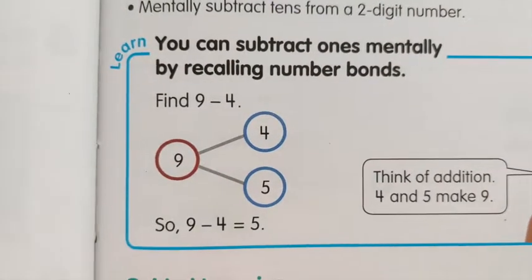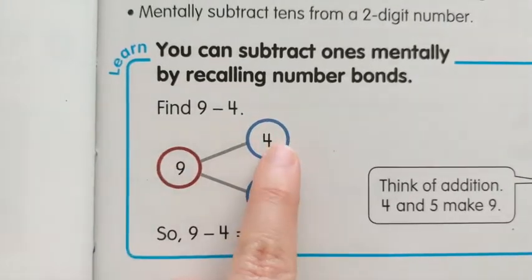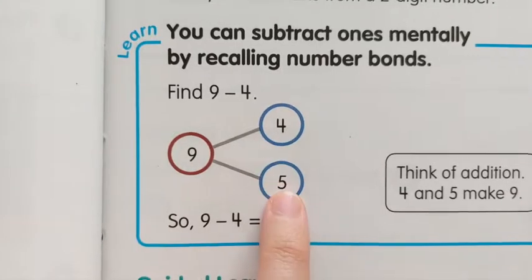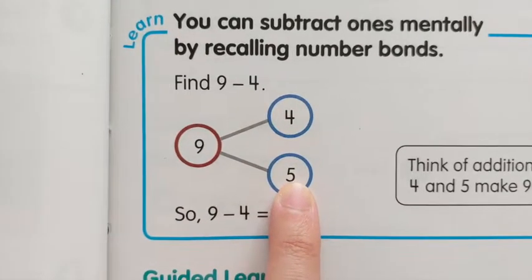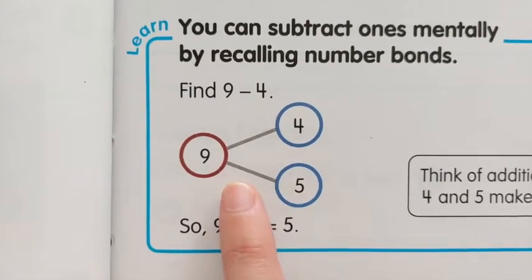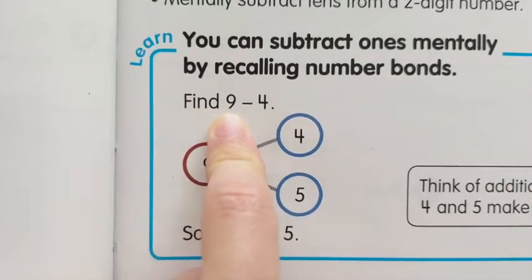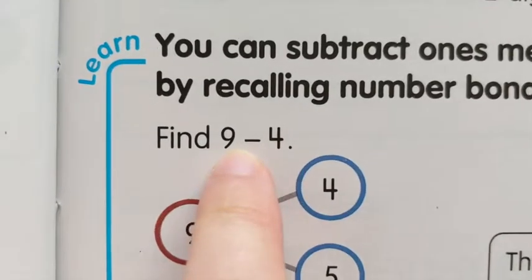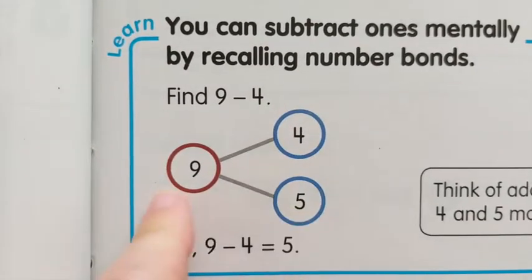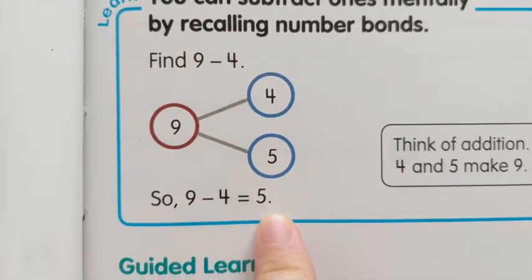In subtraction, we try to recall, which means to remember, our number bonds. So which two numbers make 9? 4 and 5 make 9. 8 and 1 make 9. 3 and 6 make 9. We try to remember all the different ways we can make 9. And if we look at this question right here, find 9 minus 4. Well, we already know that 4 and 5 make 9. So 9 minus 4 would just be the other part, which is the 5.